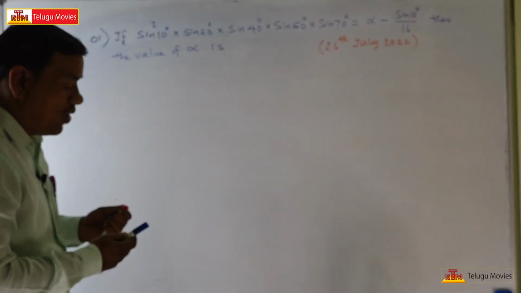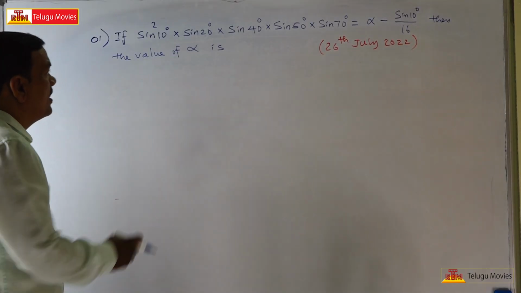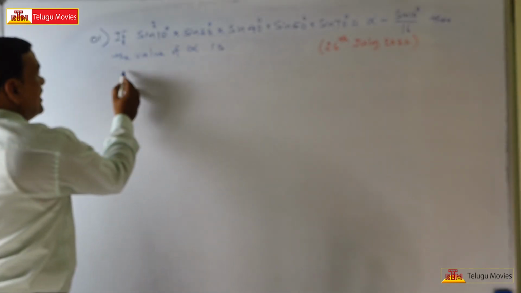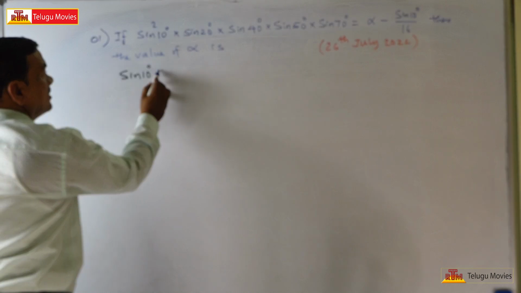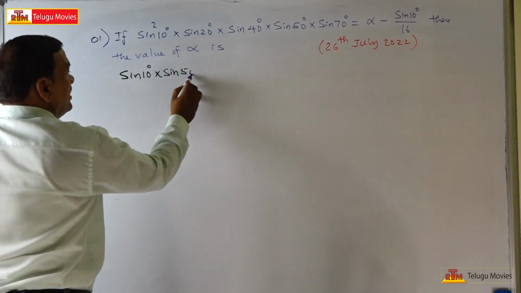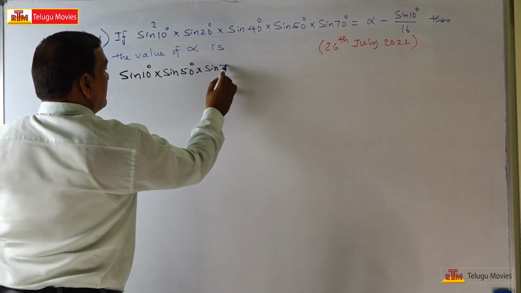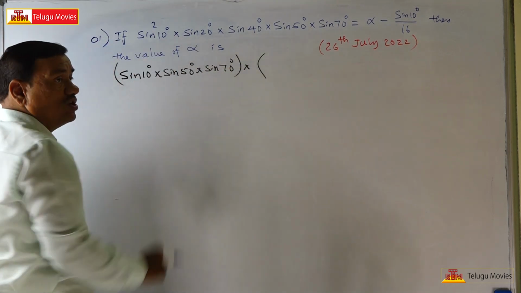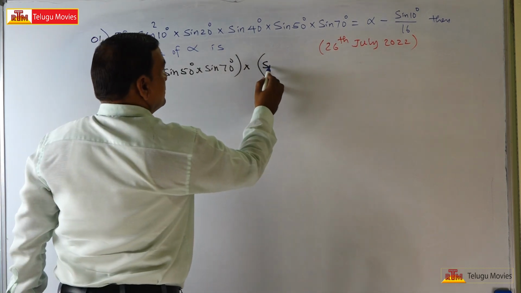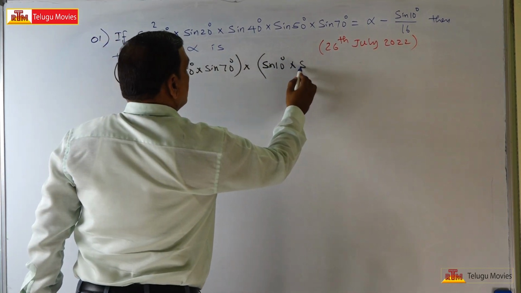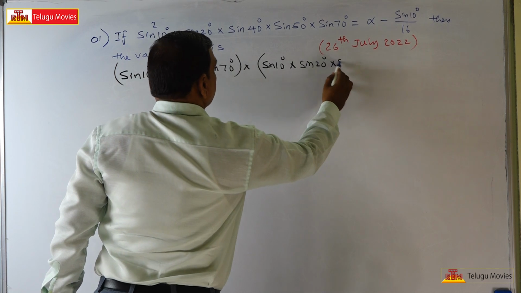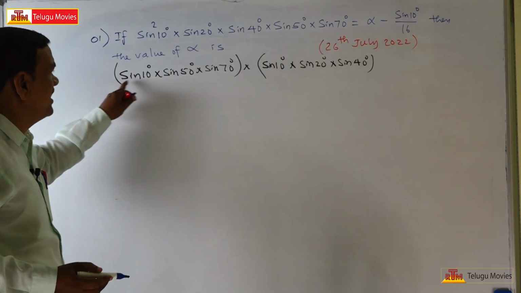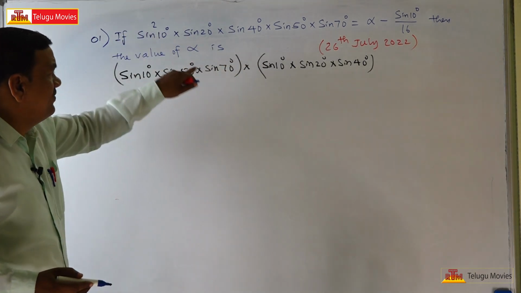Now what I am going to do is rearrange these terms like this. Here sin²10°, I will write it as sin10° · sin50° · sin70°, times one more sin10°, and then sin20° and sin40°. So I rearrange the terms: sin10 into sin10, sin²10, 50, 70.